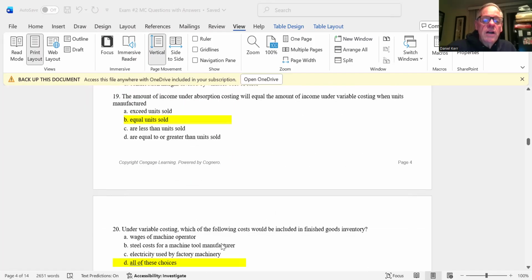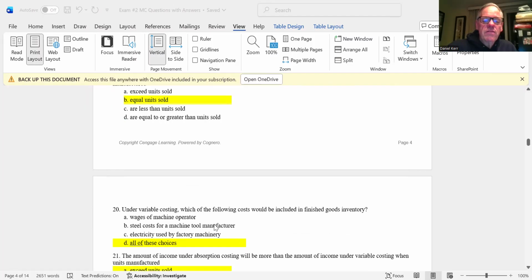20. Under variable costing, which of the following costs would be included in the finished goods inventory? Well, finished goods inventory under variable costing would only include variable costs, and wages of the machine operator, steel costs for a machine tool manufacturer, and electricity used by factory machinery are all examples of variable costs, so they all would be included under variable costing. It would be the fixed cost that would be excluded. None of those are fixed costs.